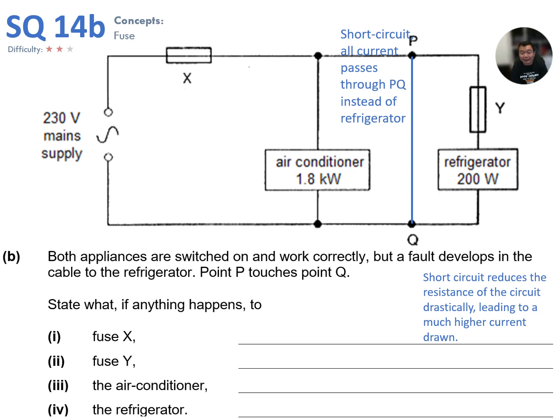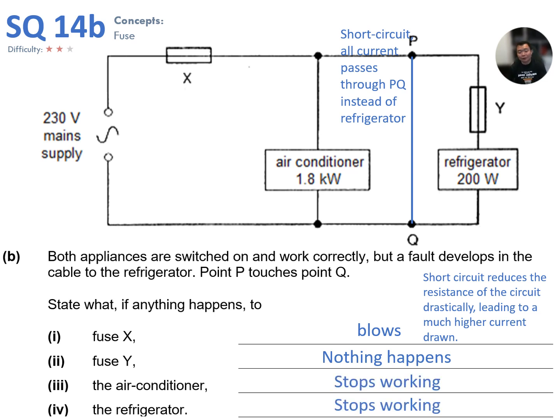It decreases drastically because by right, the current is supposed to pass through the refrigerator, but now it doesn't. So with a very low total resistance, the current drawn will therefore become very, very big. This means that fuse X will blow because the current drawn is very big due to the short circuit. And for fuse Y, nothing will happen because all the current is now passing through PQ and not through fuse Y. So it will not burn because there's no current passing through it.